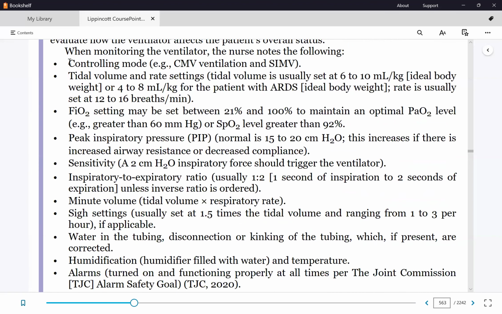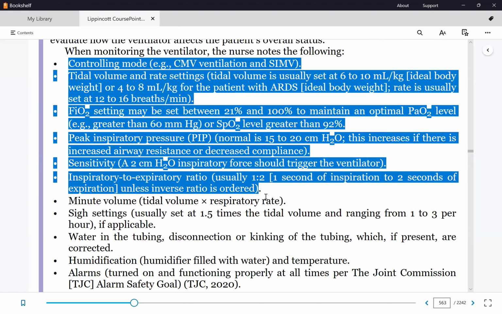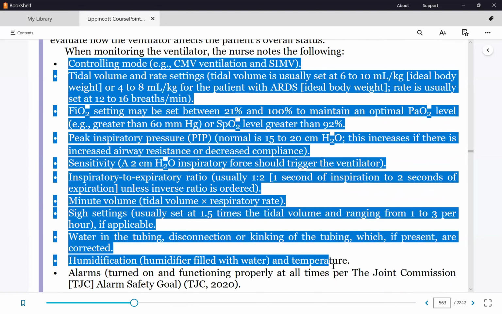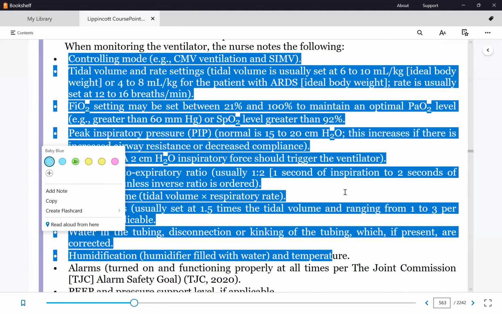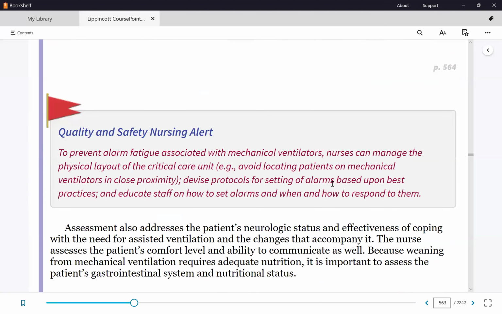So make sure your settings are correct. Okay, they're appropriate for the patient. Right? Here.